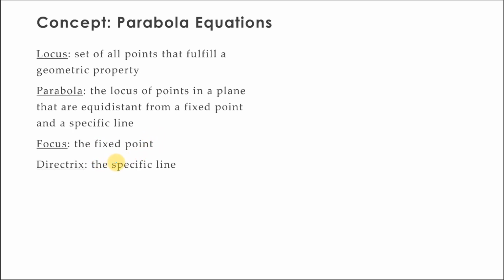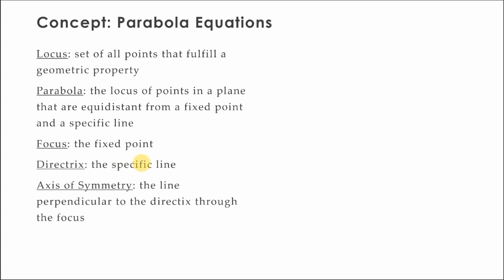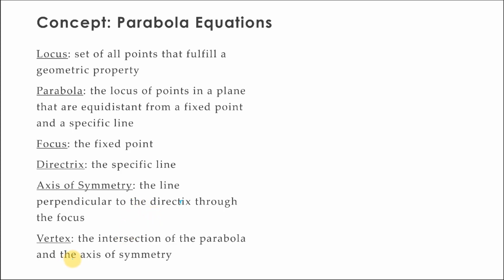And then we also have our axis of symmetry. That's the line that's perpendicular to the directrix, through the focus. Prior to today, I've thought of the axis of symmetry as the line that our parabola is symmetrical about, which is still true, and it goes through the vertex, the intersection of the parabola and our axis of symmetry, which we've seen before. But our axis of symmetry also goes through the directrix and the focus.